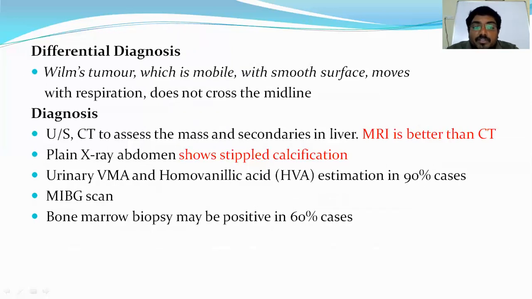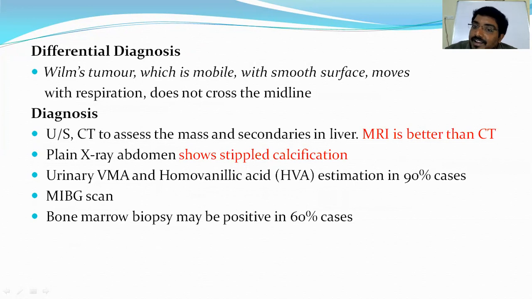And the differential diagnosis: Wilms tumor, which is mobile, with a smooth surface, and moves with respiration. Here, the neuroblastoma is non-mobile, has a nodular surface, does not move with respiration, and crosses the midline, whereas Wilms tumor does not cross the midline.